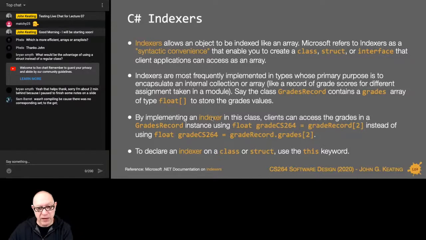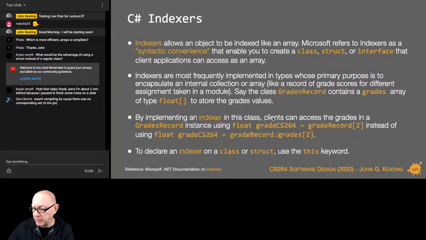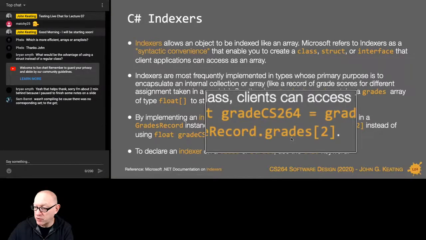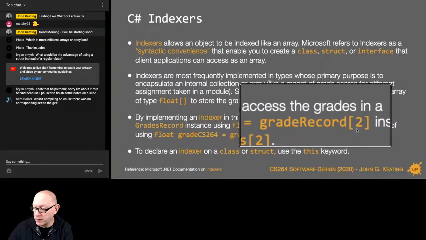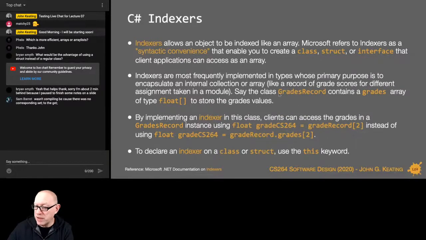Then by having an indexer on that class, the client, and when we talk about clients, we mean other methods or applications or programs, can access the grades in this GradesRecord instance using, say, float gradesCS264 assigned a value of gradeRecord[2], instead of actually doing float gradesCS264. This is just a variable name. gradesRecord.grades[2]. So you can see we have this and this. It allows us to create this indexer on the class.